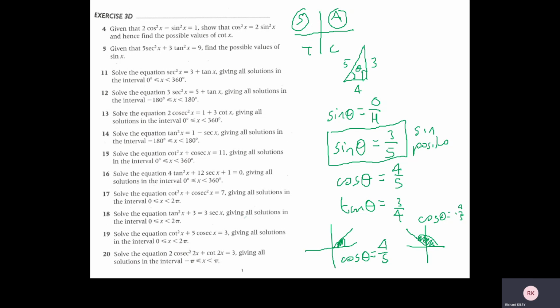How are we doing, good? Ish. Okay, I'd really like to see some diagrams, whether it's a CAST diagram or a sine, cos, or tan graph, so I can see how you're working out those extra solutions. Make sure you're getting those right.